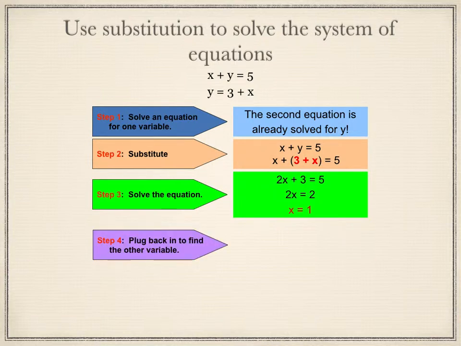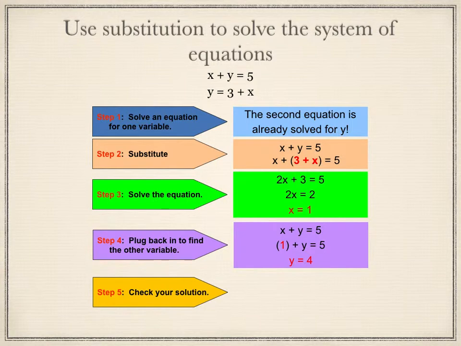Then we want to plug back in to find the other variable. So I'm going to go ahead and plug it back in. I've got x plus y is equal to 5, so I've got 1 plus y is equal to 5. Subtract 1 from both sides, and I get y is equal to 4.